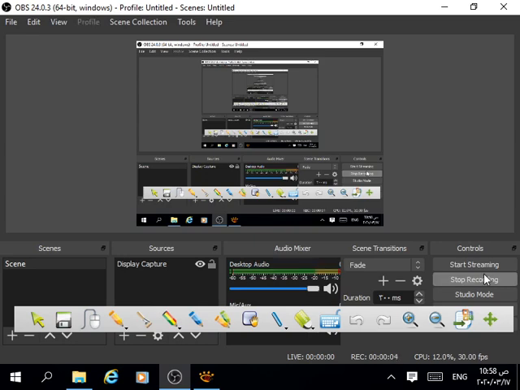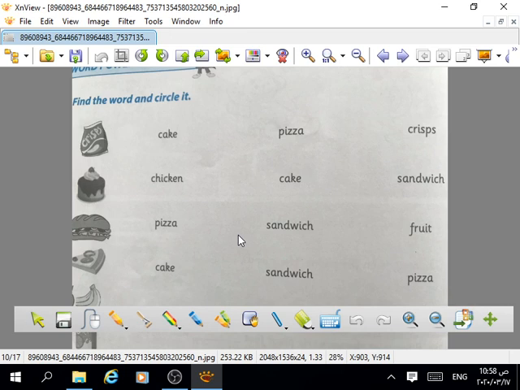Today we are on workbook page number 44. We will answer the questions of word power for unit 9, I like bananas. Open your workbook page number 44, please.